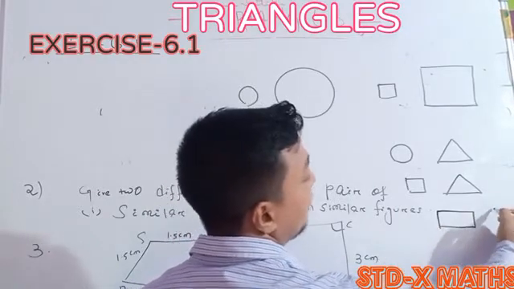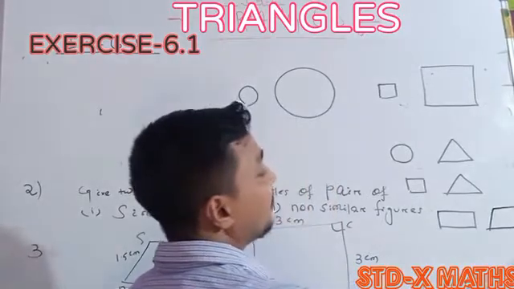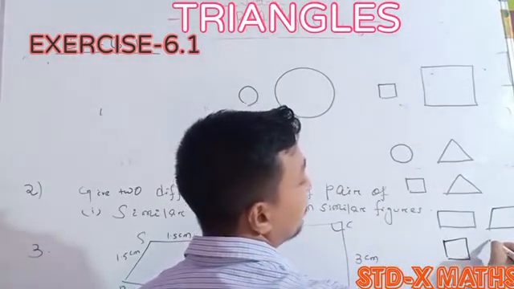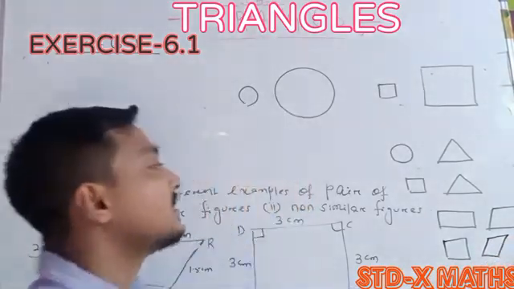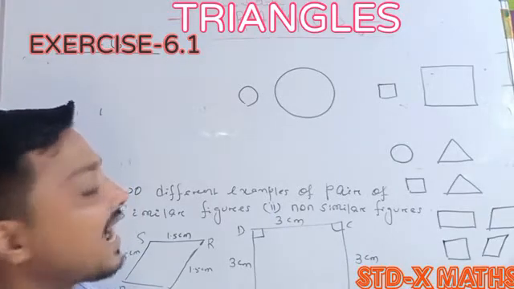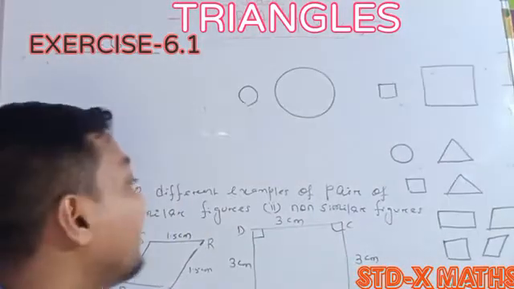Otherwise, this quadrilateral with this parallelogram. Okay, and also a square you can take with a rhombus. So these are a few examples where the pair of figures are non-similar figures.